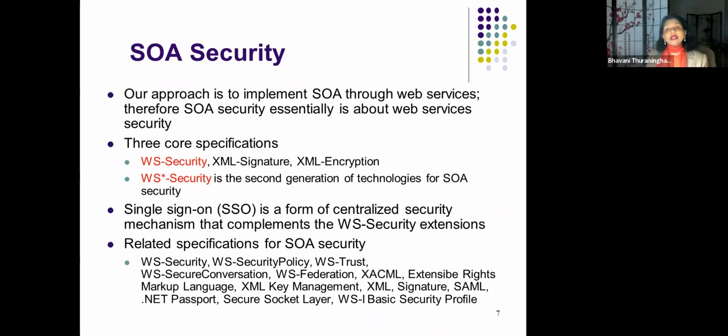So what is this SOA security? Our approach is to implement SOA. Ours means not just mine, but many people implement SOA through web services. Therefore, SOA security essentially is about web services security. Three core specifications. One, of course, WS-Security. And you can think of it as two, because WS-Security has a signature. These XML messages have to be signed, and XML messages have to be encrypted. I will talk about it later. It's called XML Signature and XML Encryption.